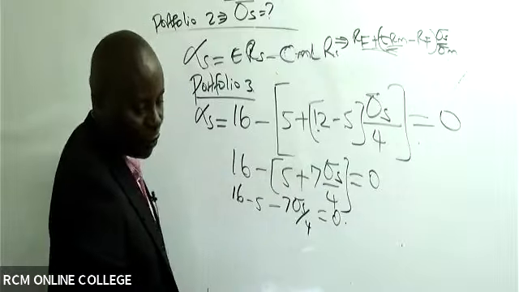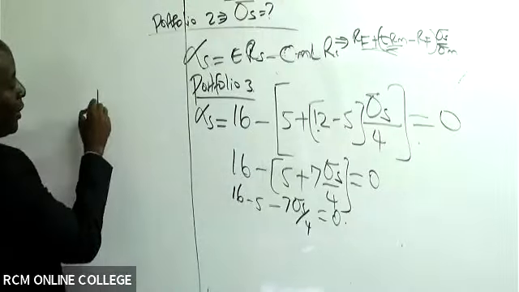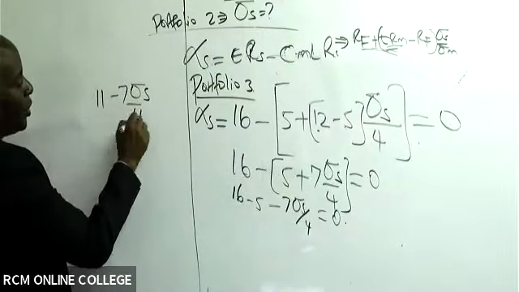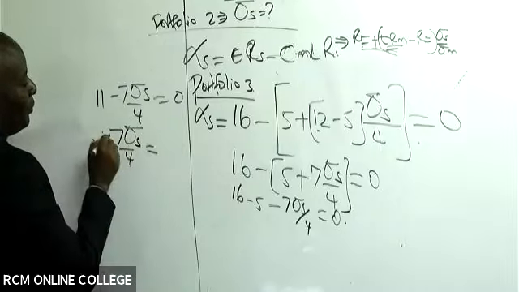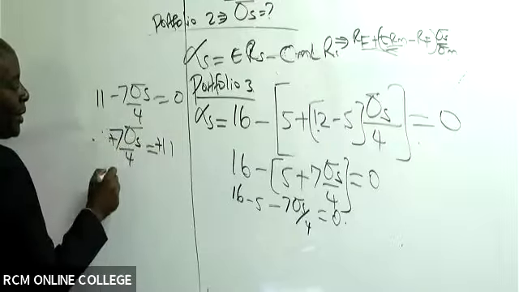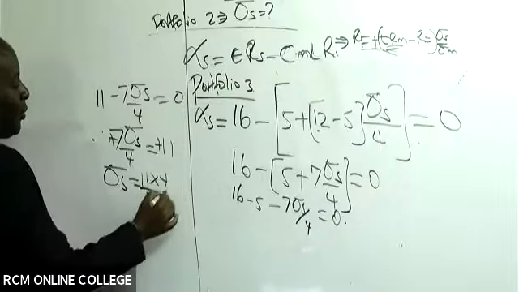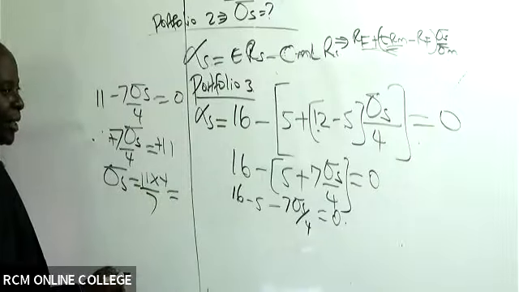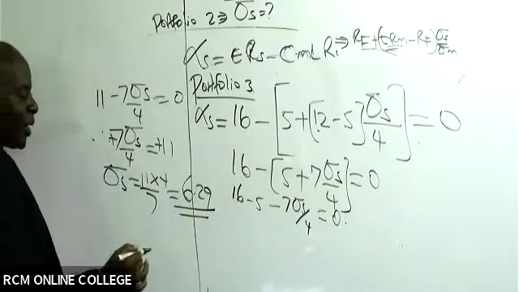So 16 minus 5 is 11. So 11 minus this equals 0. Therefore, minus 11, which will cancel with this other minus. So the standard deviation of S will be 11 times 4 over 7, which will end up giving us 6.29. Did any student get it correct?